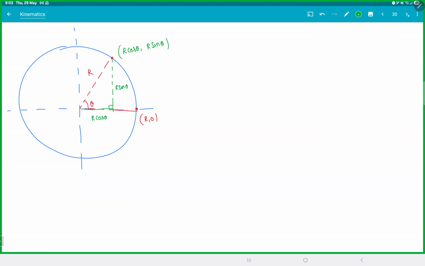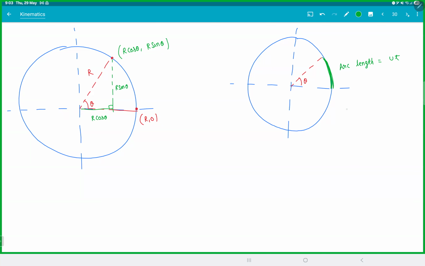But how do you find theta? Since this particle is going in a circle with a constant speed, it will travel a distance of speed into time. So this arc length will be speed into time. We have done this before, u into t. Angle theta is defined as arc length by radius. So we got theta is ut by r. Is that understood, everyone? In time t, the particle will travel u into t. So there we got theta.